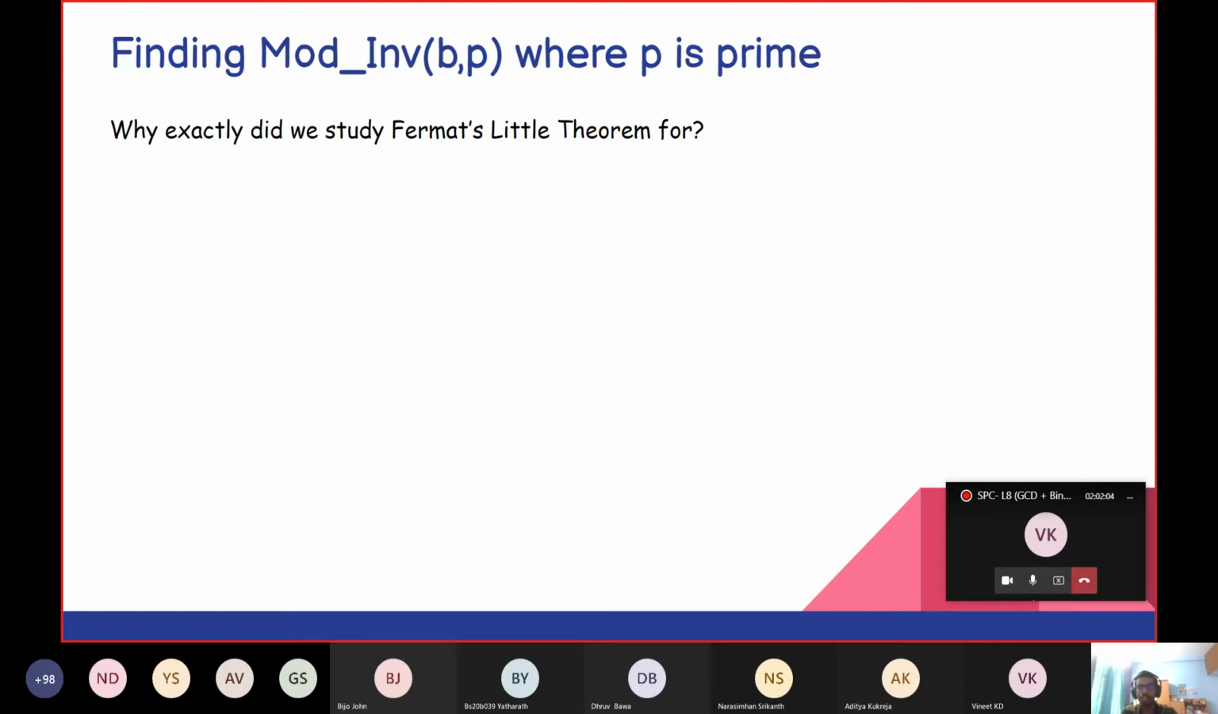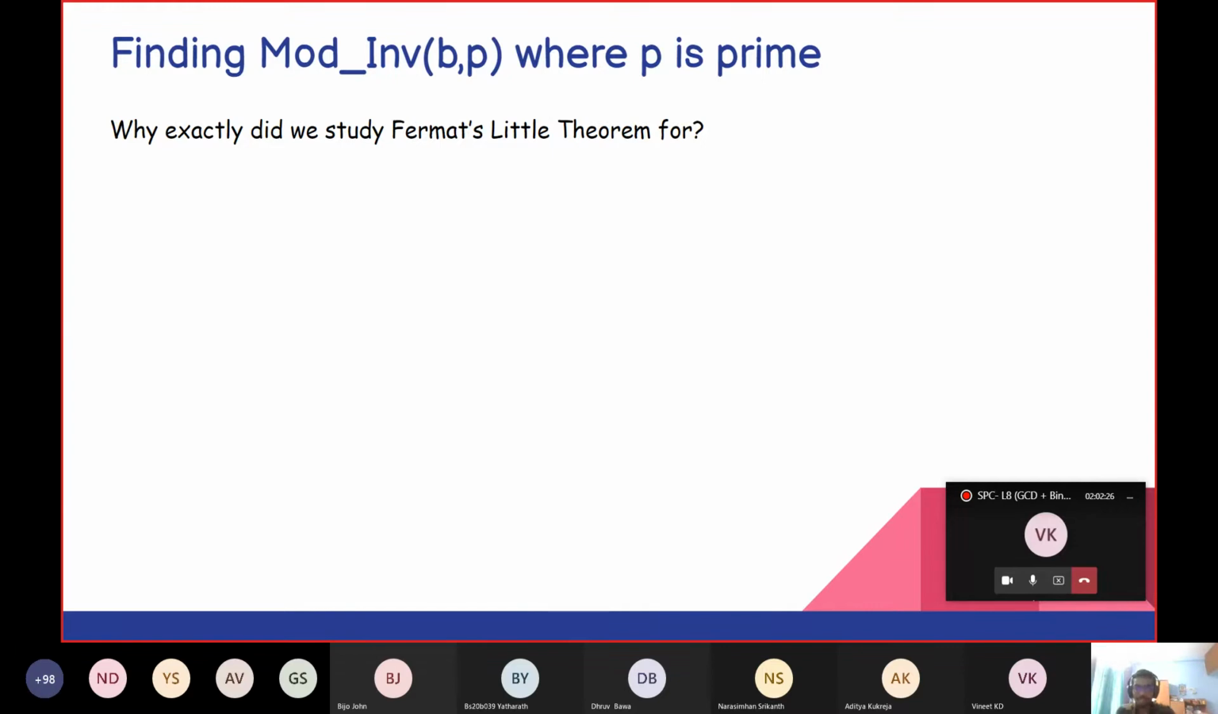After the theorem, what did we do? We explored something called modular multiplicative inverse. We went to mod inverse, where AX is congruent to 1 mod n, and we saw some examples for it. And using the concept of mod inverse, I was able to find A by B mod n.